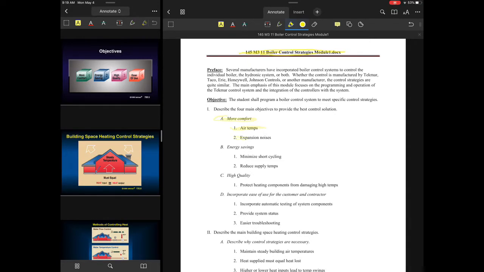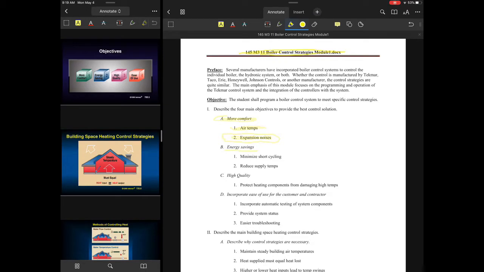And I think that's pretty straightforward. And the ways that we do this are either we're going to control the air temperature, and that's typical of most spaces. The other way to do it is to minimize expansion noises in the piping systems and also the building materials. You'd be surprised, if you don't have a system isolated, how expansion noises can become an issue or a problem.